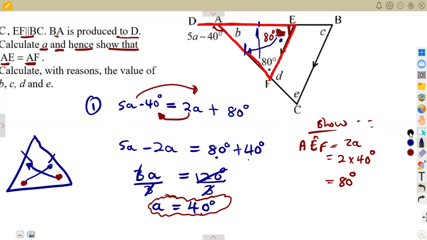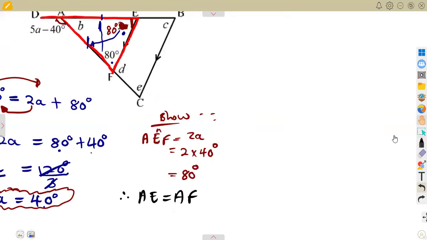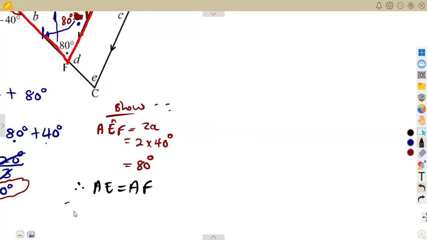So therefore, AE is equal to AF. All right. So these are sides. We are talking about sides opposite equal angles.